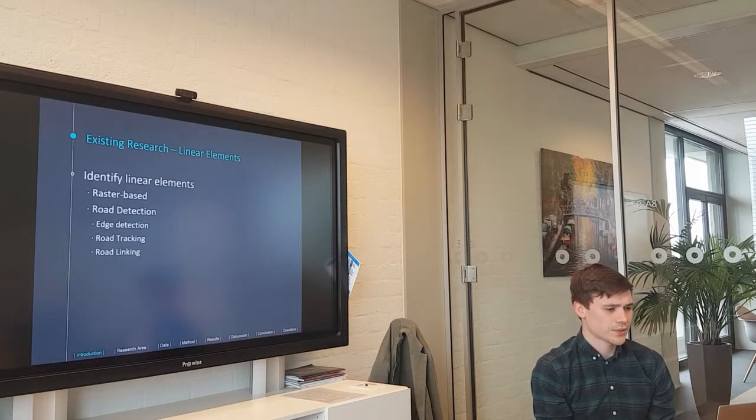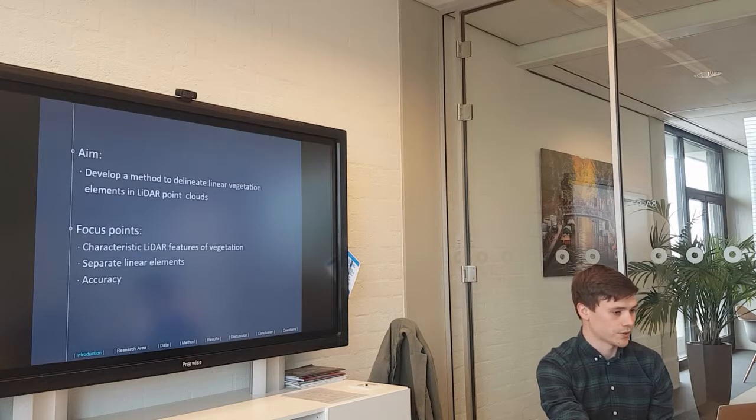In detecting linear elements, what you often see in research is that it's raster based, and it's mainly used to detect roads. And there you use the properties of the roads to make assumptions in your methodology. So these algorithms I found weren't really useful for what I wanted to do, so I had to think of my own. My aim was to develop a method to delineate these linear vegetation elements in LiDAR point clouds. I wanted to answer questions like: what are the characteristic LiDAR features of vegetation? Can we separate linear elements from non-linear elements, and how accurately can we classify and segment linear elements from non-linear elements?